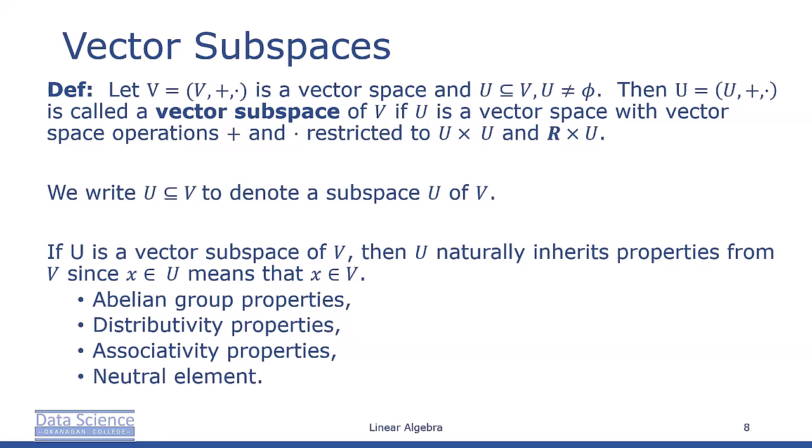So for example, if V is a vector space, every element in U is also in V, which means that every element in U has to follow the abelian properties, since we know that V is abelian. Same thing with distributive properties and associative properties. And the neutral element that will be in U also has to be the same neutral element that's in V.